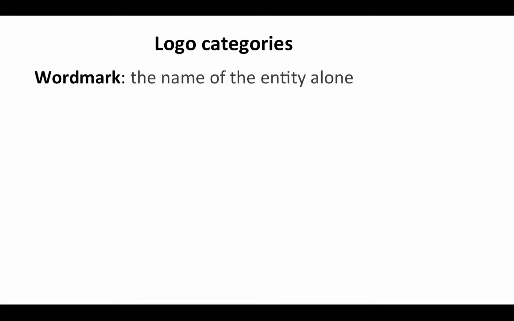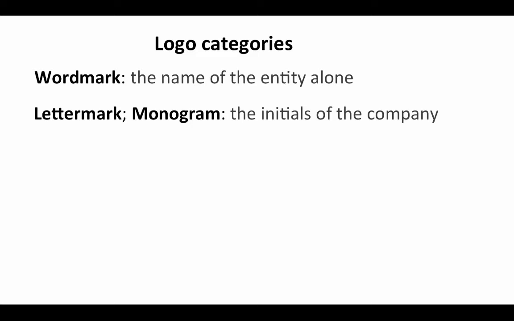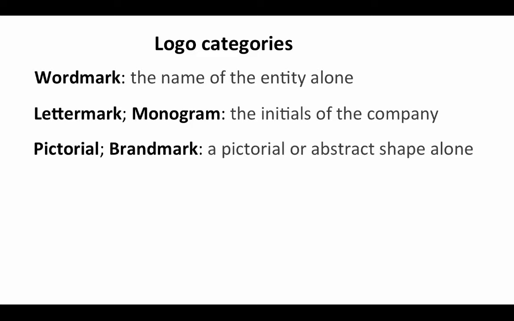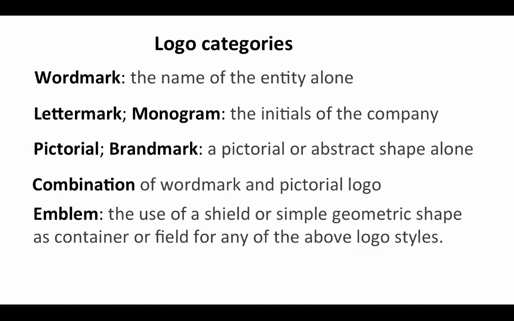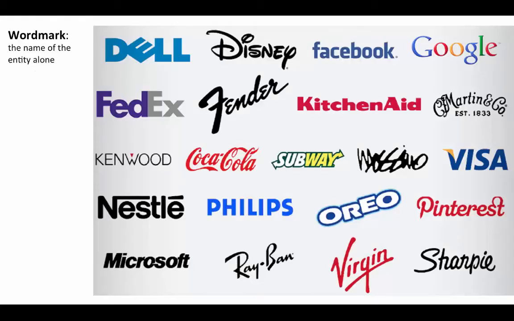So, before we begin, let's look at the 5 different varieties of logo category. Firstly, there's the word mark, the letter mark and monogram, the pictorial logo or brand mark, the combination logo, and finally the emblem. So the word mark simply has letters and words. Notice here the variety of typefaces.